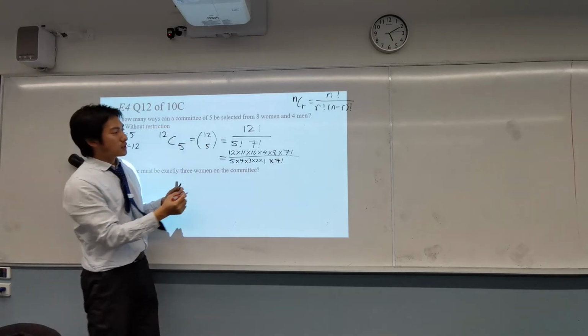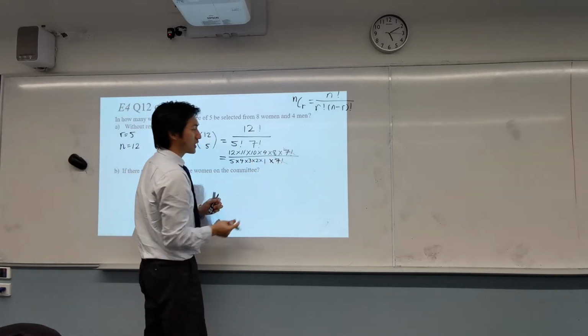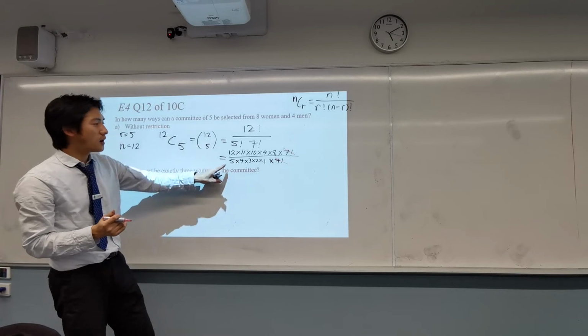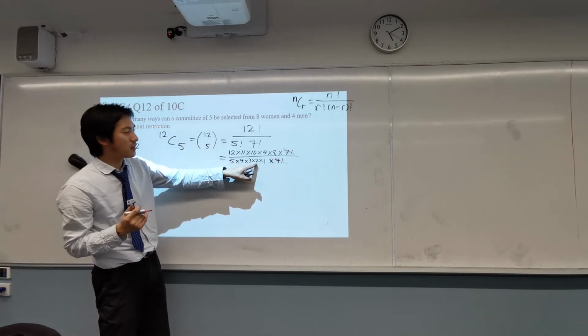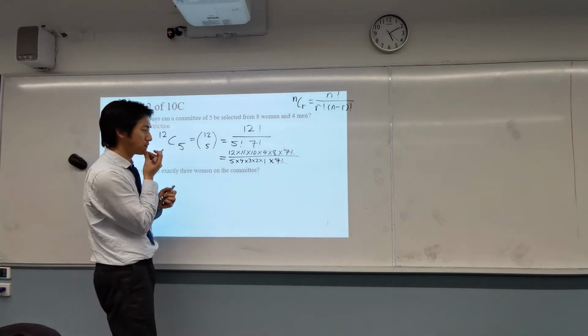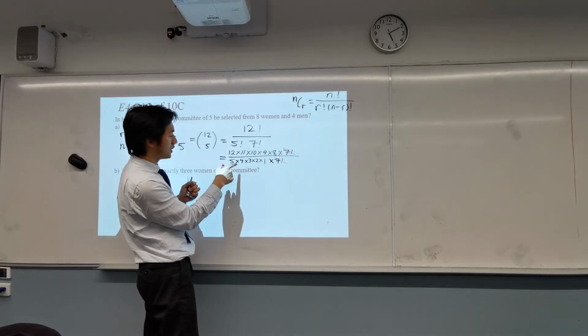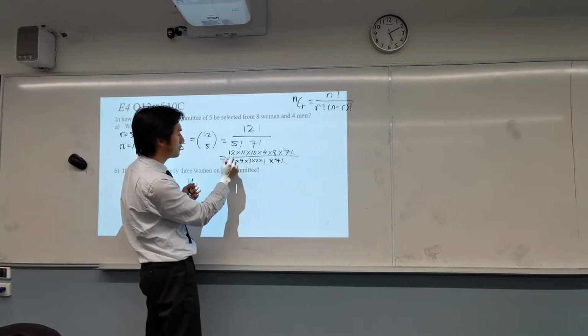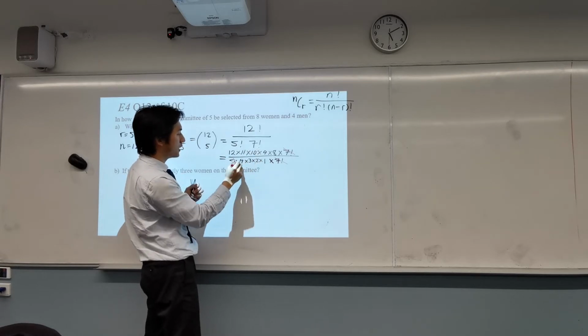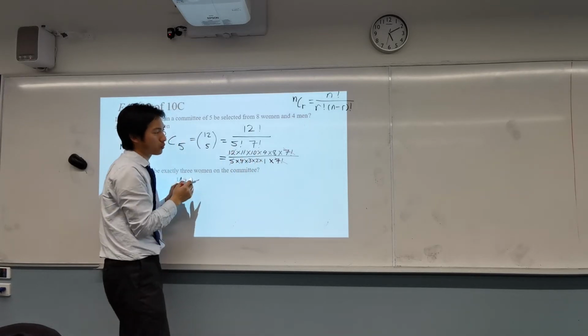Okay? So cancel out these factorials. That's a key step. That's going to save you time. I'm going to start cancelling the other numbers before I evaluate. So what numbers can I cancel? I see 2 and 5, which cancels with 10, and 4 and 3, which cancels with 12.